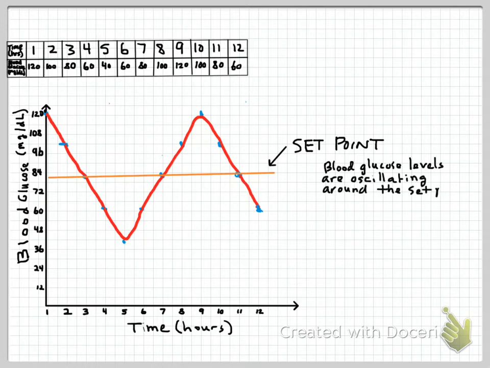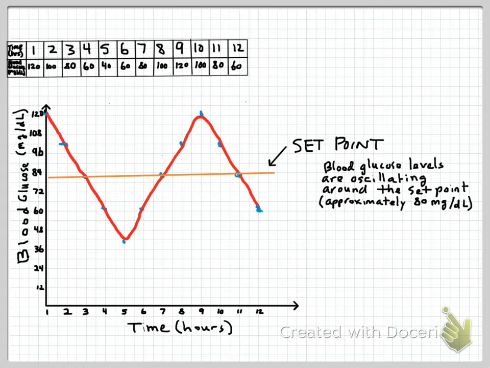So we can see now that the blood glucose is oscillating around a set point. Whenever you see a graph going above and below a set point, you can be confident that that's an example of negative feedback. If the glucose level is too low, then you're going to do the opposite. You're going to counteract that. You're going to negate it.